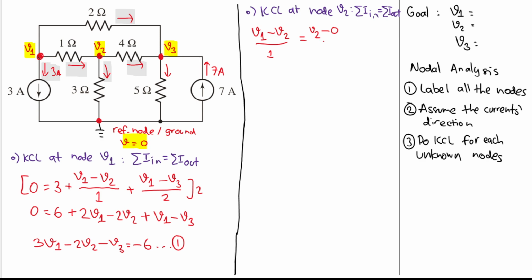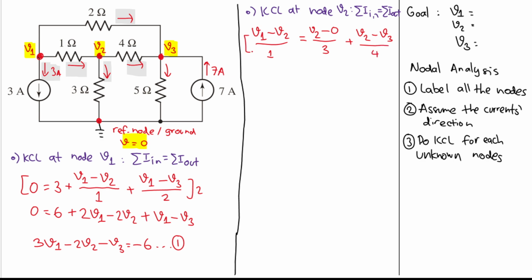Divided by the resistance between them, so I will have 3 here, that is 3 ohm. And then the current that goes out is this one also. So we will have V2, where the current comes from, and then minus V3, where the current goes to, divided by the resistance between them. So I will have 4 here.